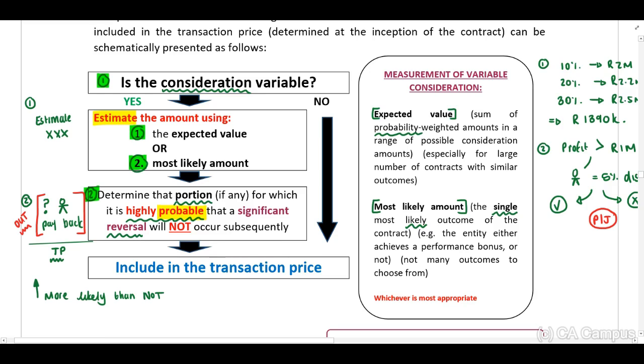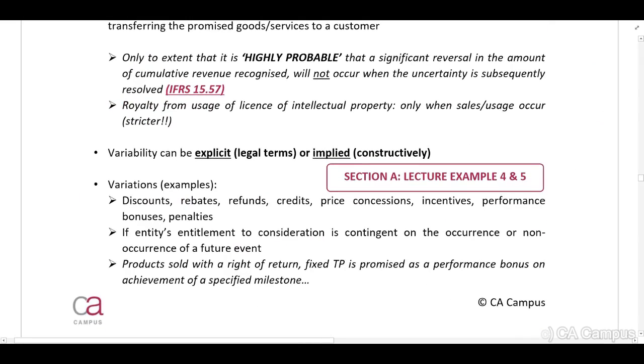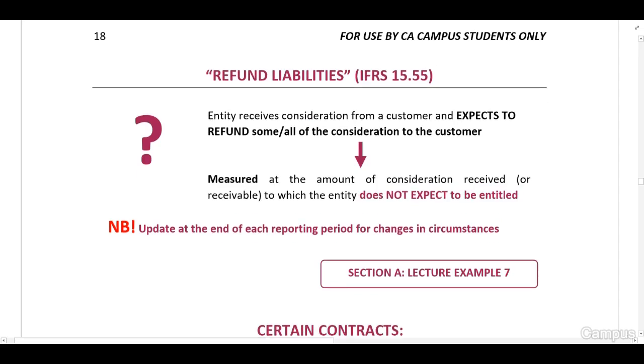Therefore, guys, number 2, determine that portion for which it is highly probable that a significant reversal will not occur subsequently. And this will then be our transaction price. This is the amount that we expect to receive that we will not reverse. And we may include this in our transaction price. Now, they've included a few examples, and it is important that you just briefly scan through this for me. Discounts, rebates, refunds, and so forth, guys. And we have included examples in our lecture examples.